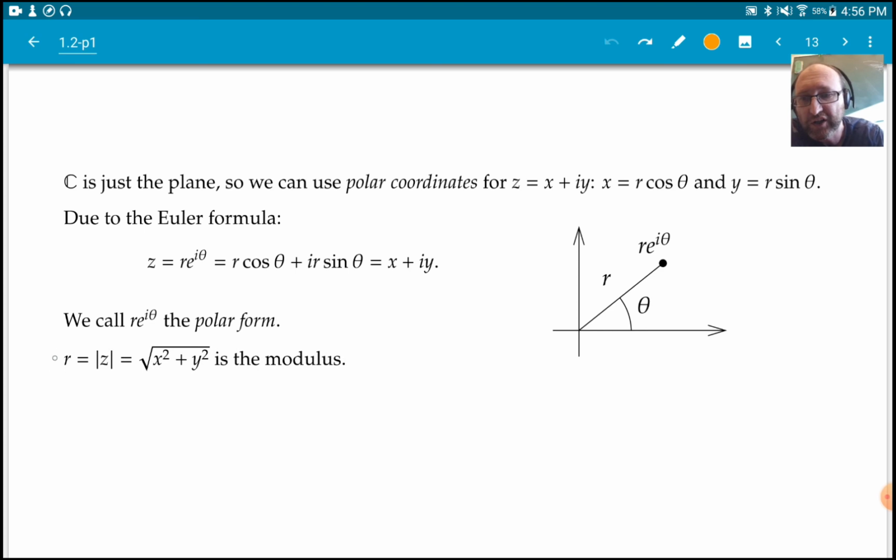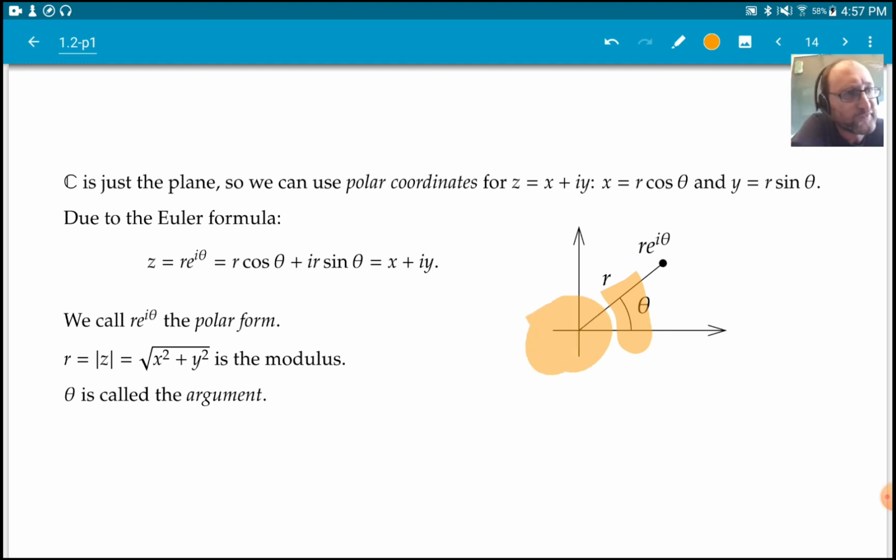Now note that r is the modulus, that was the distance to the origin. That's the easy one. Theta is called the argument, this angle theta, and you probably remember it's not single valued. So it has some issues around the origin, for example, but it's an issue elsewhere too. There are many different arguments for the same complex number. So we'll look more at that next time, actually.